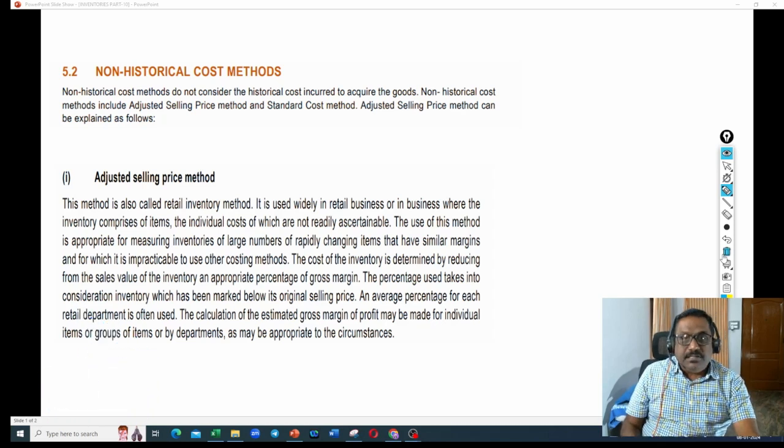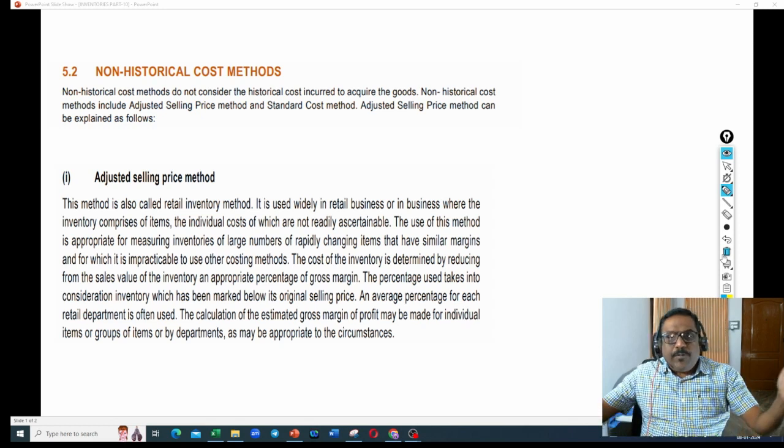As I said previously, one product might give maybe 30%, another product might give 25%, some other product might give 28%. But they will take the average gross margin of all the products. You getting my point? An average percentage of each retail department is often used. The calculation of the estimated gross margin of profit may be made for individual items or groups of items or by departments, as may be appropriate to the circumstances.